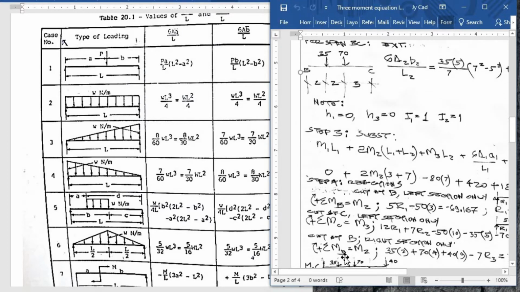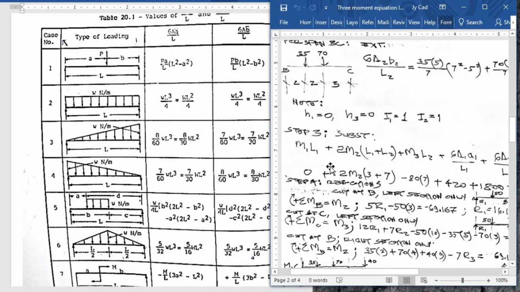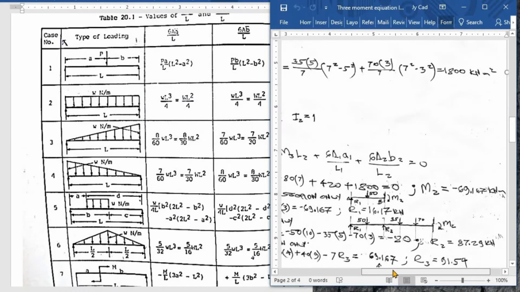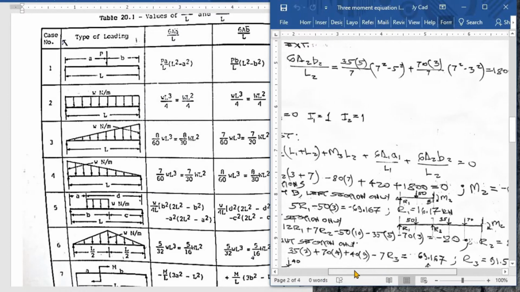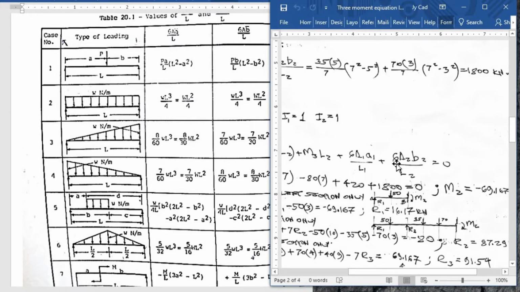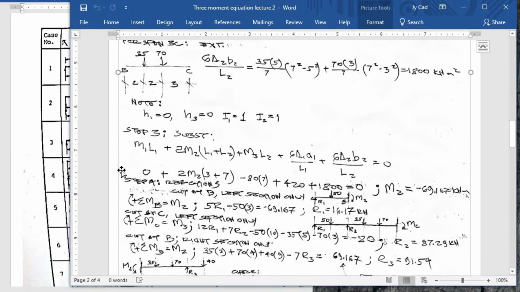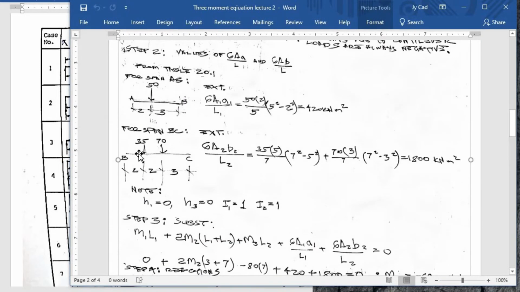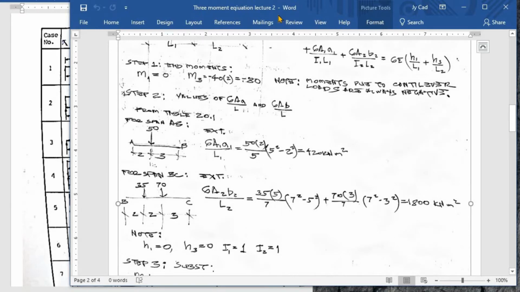And then for step 3, ito na yung general equation ng 3 moment. Okay, so for a 3 moment equation without displacement, this is m1 L1 plus 2m2 times the quantity L1 plus L2 plus m3 L2 plus, ayan na, yung sinolve natin kanina. Next is, you substitute yung mga na-solve natin. So, note na your M1 from step 1 is 0.